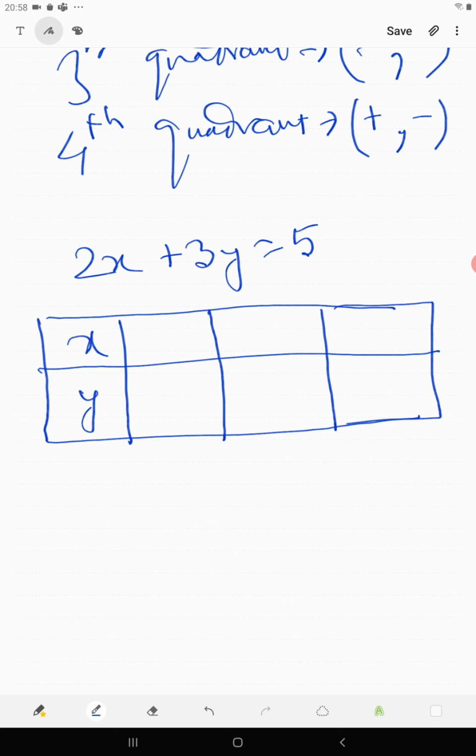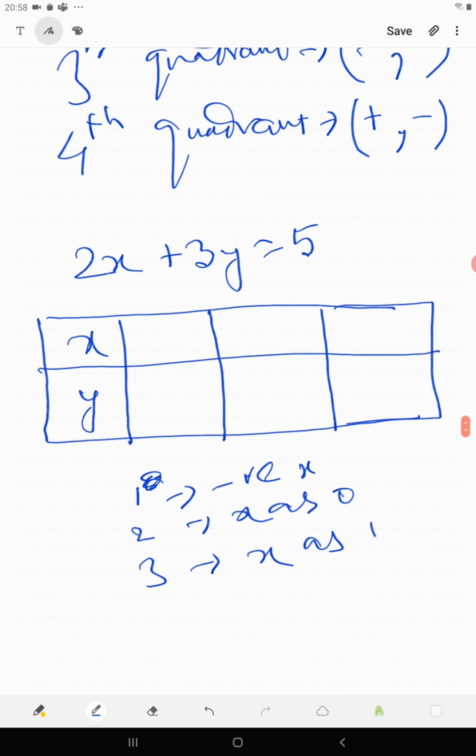That should be one negative, suppose negative x, second x as 0, and third take x as positive. Okay, what I told you: first point we will take a negative x, second point we will take x as 0, and third point we will take x as positive.